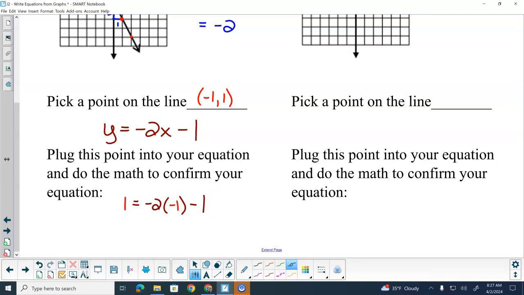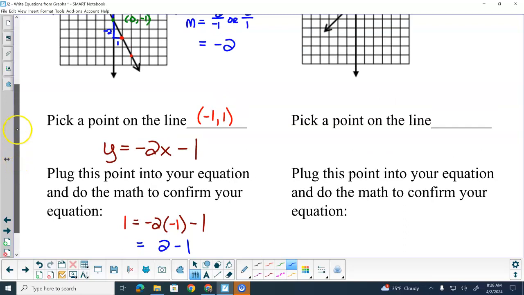Now, we got to do some math here. Negative 2 times negative 1. That's positive 2, right? Negative times negative is positive. So that's going to be 2, then minus 1. What is 2 minus 1? 1. Is 1 equal to 1? Yeah, so this is our line. We can check the equation of our line by plugging in any point that's on the line into your equation, and it should give you a true statement.